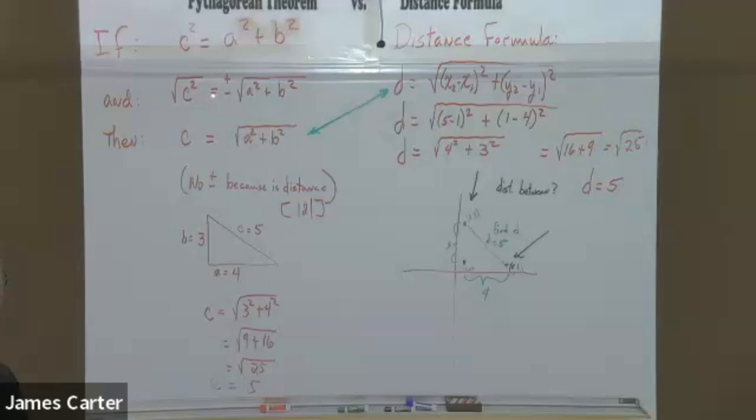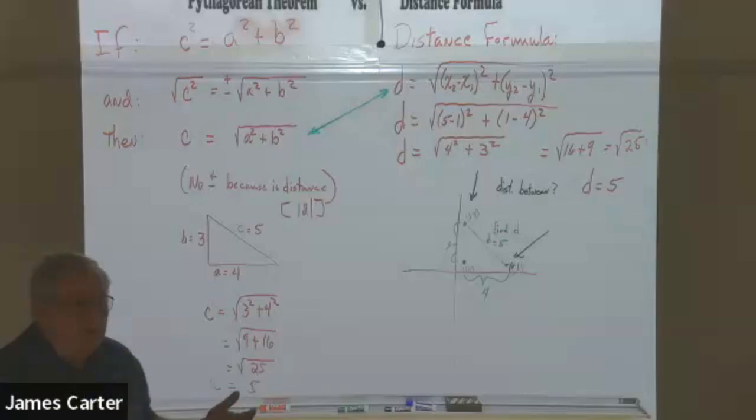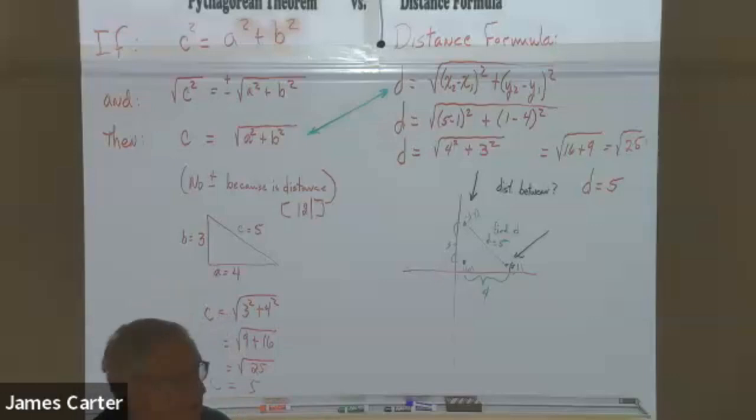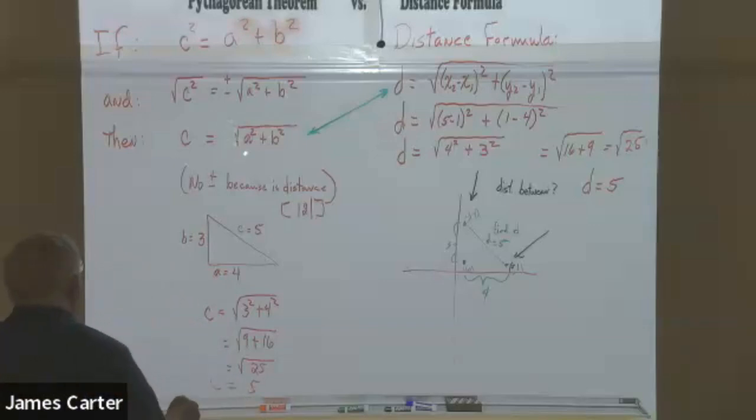Now, if we tried to solve for C, this length right here, we would have to take the square root of both sides, plus or minus. Now, when we're dealing with distance, we only use the positive side because distance is only positive. You can't measure negative distance. Okay, so that's why we're only using the positive side here.